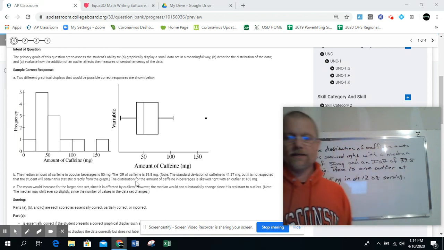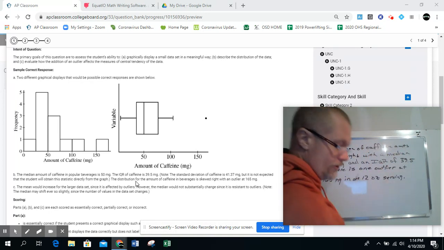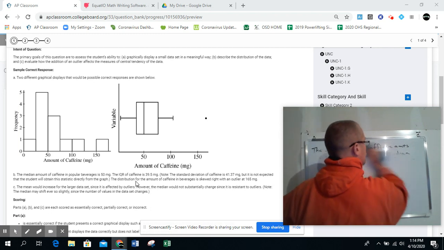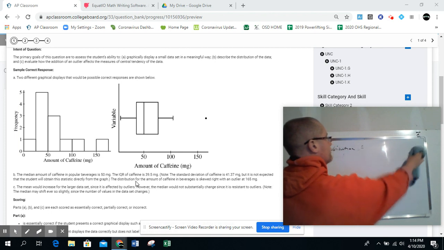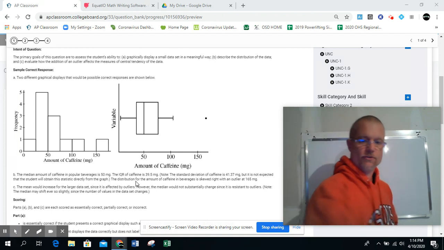So shape, center, spread, and then any outliers that you see. Again, we want to use median and IQR. Well, we want to use median for the center because it's skewed. And then we want to use the IQR because we use the median. So we have to use those two pieces.